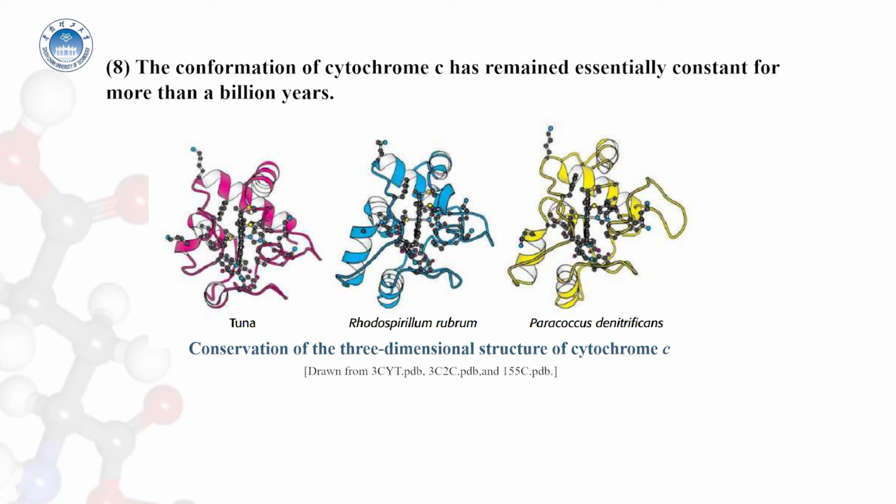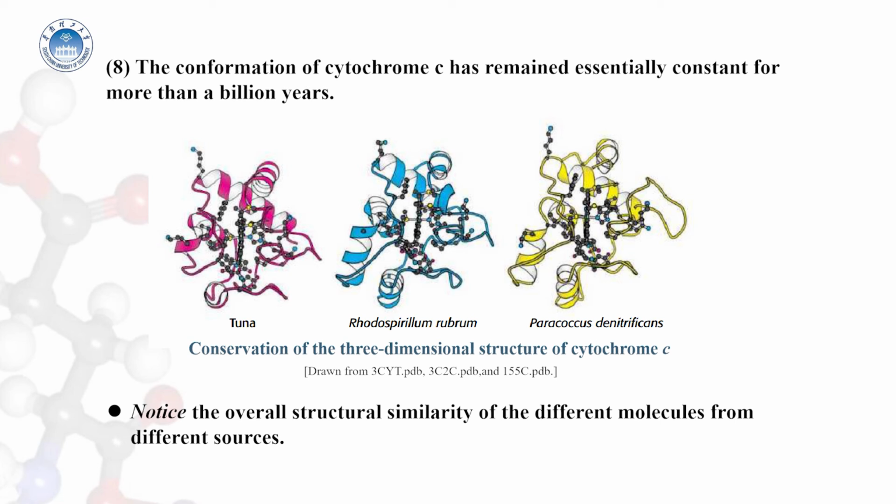For example, wheat germ cytochrome c reacts with human cytochrome c oxidase. Additionally, some prokaryotic cytochromes, such as cytochrome c2 from the photosynthetic bacterium Rhodospirillum rubrum, and cytochrome c550 from another bacterium, closely resemble cytochrome c from tuna heart mitochondria.